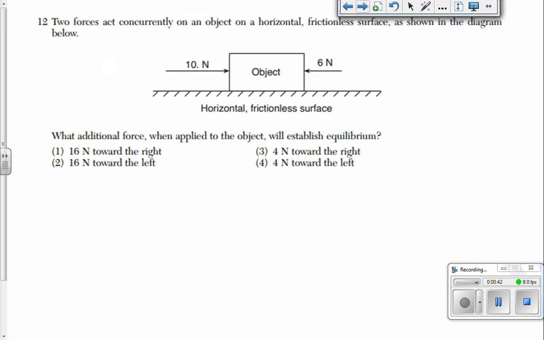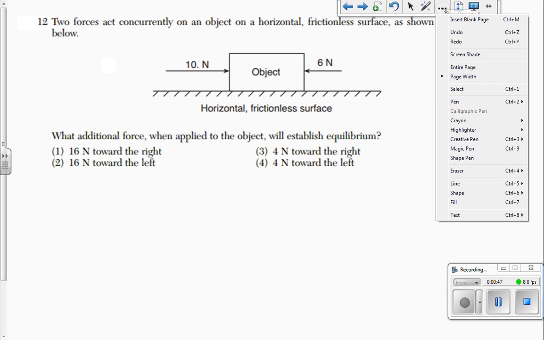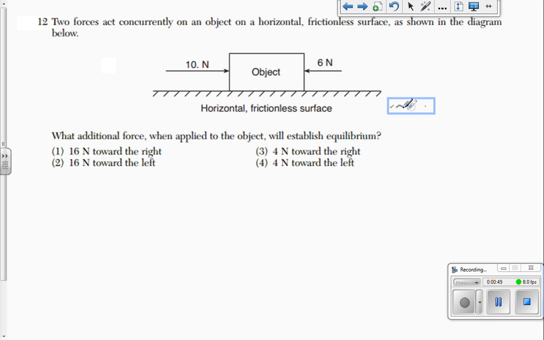Number 12, you're trying to find the force that will establish equilibrium, and that's key right there. It says establish equilibrium, and you're looking for the force that you can add that's going to balance out the forces that are already there. Okay, this is not asking for net force. To establish equilibrium, you need to add a force right here of 4 newtons. This will give us 10 newtons to the left and 10 newtons to the right. And so the force that we just added is definitely 4 newtons to the left is your final answer there.